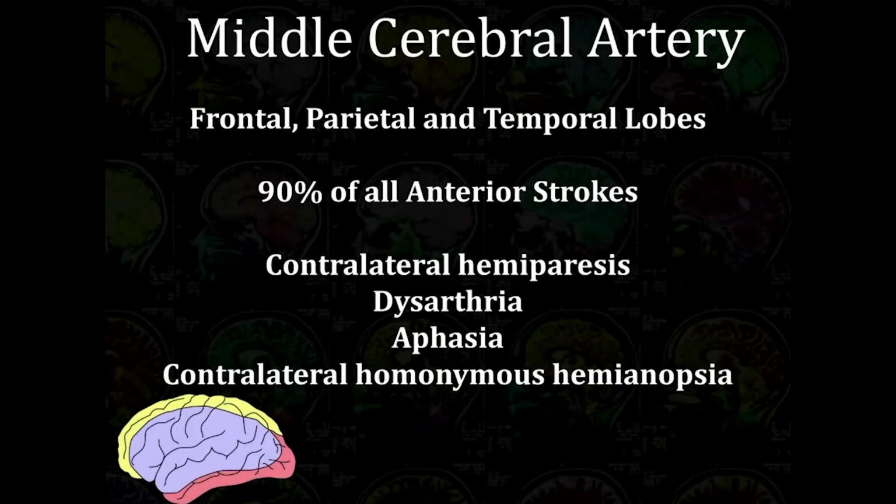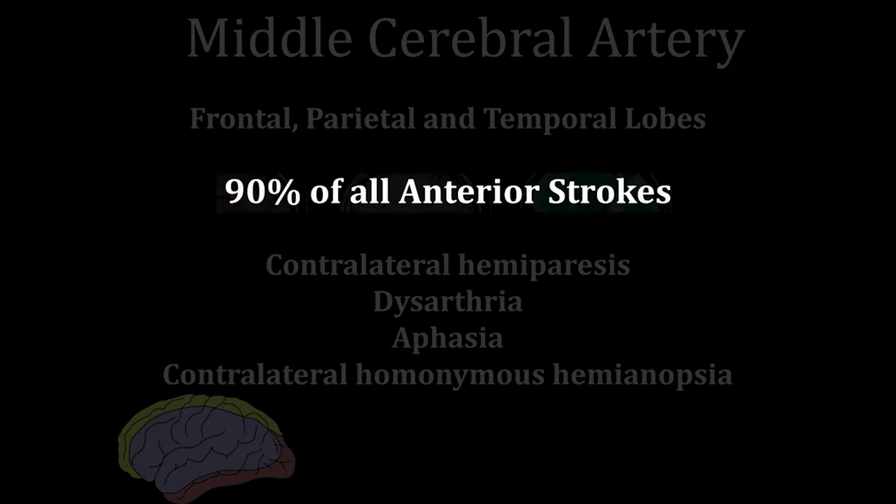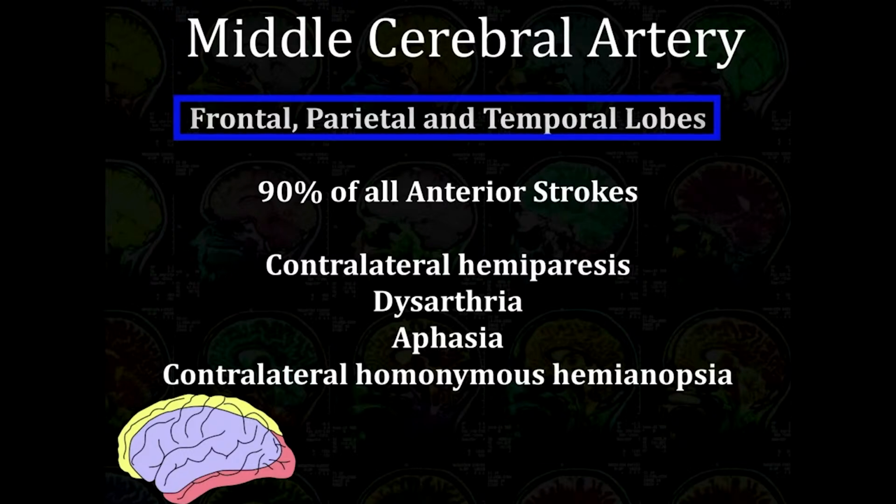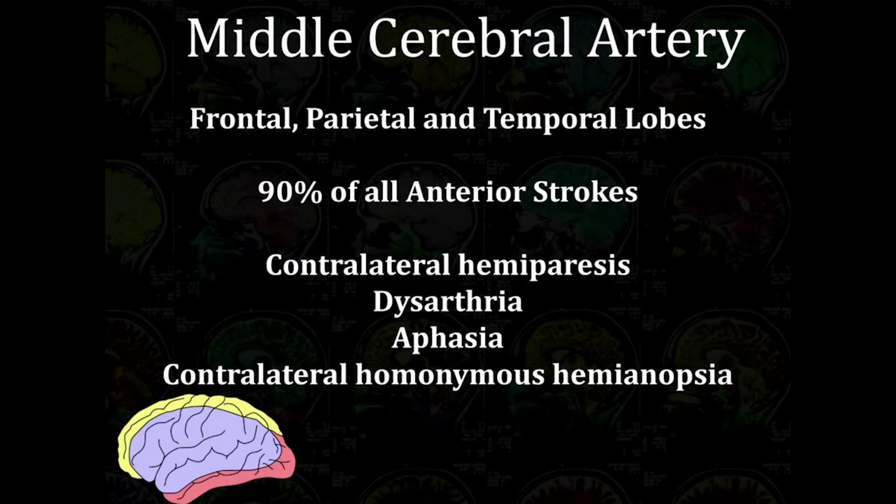When you compare that to the middle cerebral artery, it is going to be the dominant area where you have anterior surface strokes. 90% of all anterior strokes are related to the middle cerebral artery. And so that encompasses the parietal, frontal, and temporal lobes. Just like we saw with the anterior cerebral artery, you're going to have contralateral hemiparesis, dysarthria, aphasic speech problems, and something called contralateral homonymous hemianopsia. And if we look at dysarthria, essentially that is a motor speech disorder that occurs when someone can't coordinate or control the muscles used for speaking.